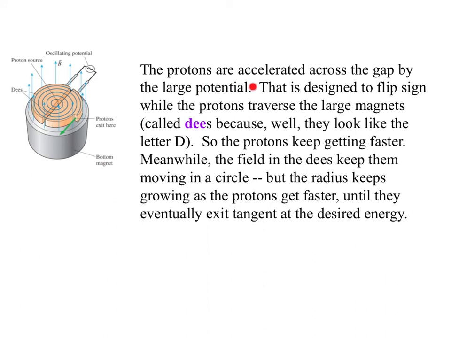The large potential is designed to flip while the protons are stuck inside the D. The Ds are called Ds because they look like the letter D, which I think is kind of funny. They accelerate every time they go across the gap, and by the time they get back to the other half of the circle, we flip the potential so they're accelerated again. And so they spiral outward, and they exit here with very high energy.